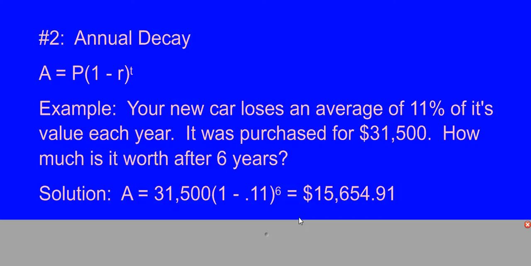We're talking about money. When you round with money, you're going to round to 2 decimal places because we're talking about dollars and cents. All right, let's move on to our third method, or our third formula for calculating compound interest.